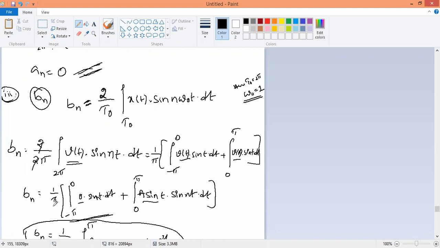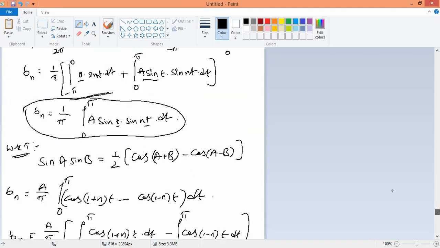So bn equal 1 by pi integral minus pi to 0, 0 into sin t sin nt dt plus integral 0 to pi a sin t into sin nt dt. The integral of 0 dt value is 0, so ignore that term. Next, bn equal 1 by pi integral 0 to pi a sin t sin nt dt.